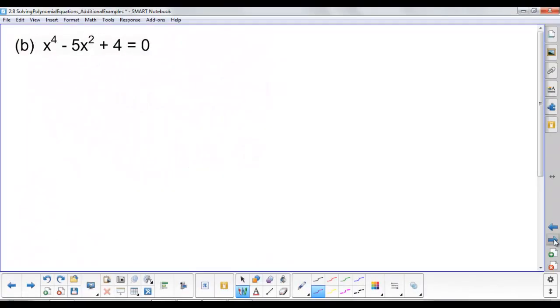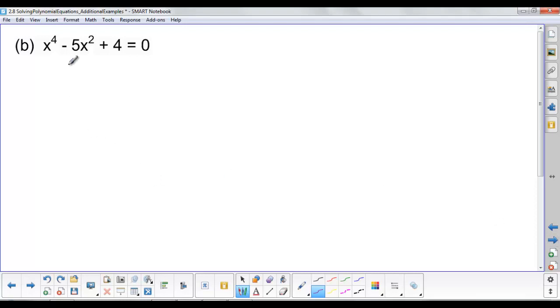Alright, we'll move on to example B here. In example B, we do have a quartic function. As I said in class, before you dive right into doing factor theorem, which can be a lengthy process, especially for a quartic, you need to recognize that we only have three terms here. Very conveniently, we are missing the x cubed term and the x term. So what we're left with is x to the power 4 minus 5x squared plus 4.